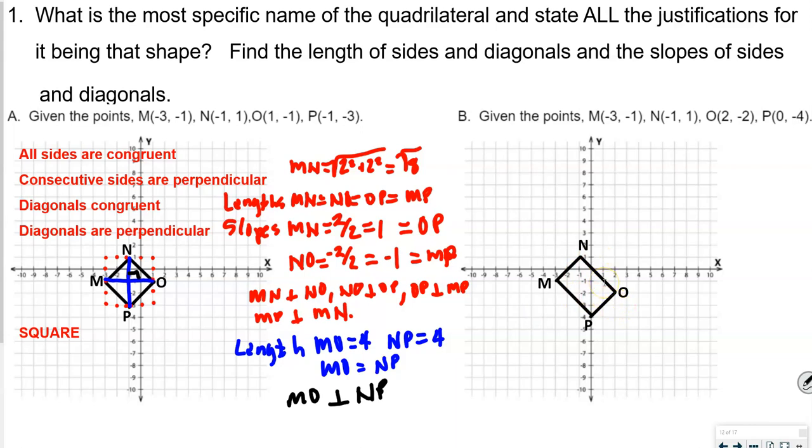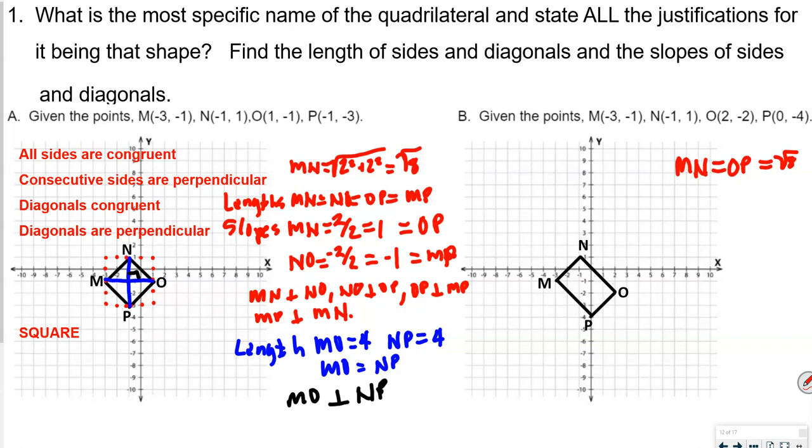So MN, go ahead and write that. Let's give us some space to type over there. So when we're ready, I'm going to do MN. Okay, MN is equal to OP. Why? Because both of those are 2 over 2, right? So both of those are equal to the square root of 8. Okay, now let's find NO and MP.